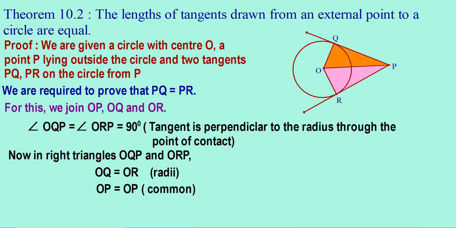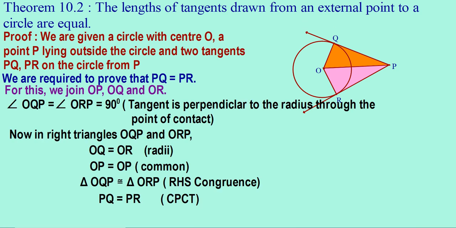Now in these two right triangles, one side and the hypotenuse are equal. So we can say these two triangles are congruent by the RHS congruence condition. So we can write triangle OQP is congruent to triangle ORP by RHS congruence. If two triangles are congruent, then corresponding sides are equal. Therefore, we can write PQ is equal to PR. The reason is corresponding parts of congruent triangles, or shortly CPCT.